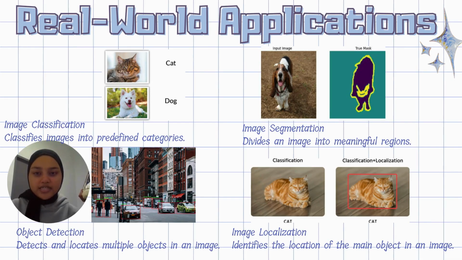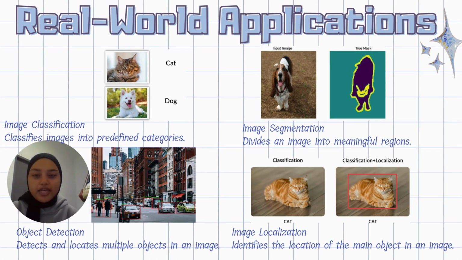Now I will explain some real-world applications of deep learning in computer vision. This application is image classification. It classifies an image into a specific category. For example, we input a picture of a cat, then the model predicts a cat. And if it's a dog, it will predict a dog.